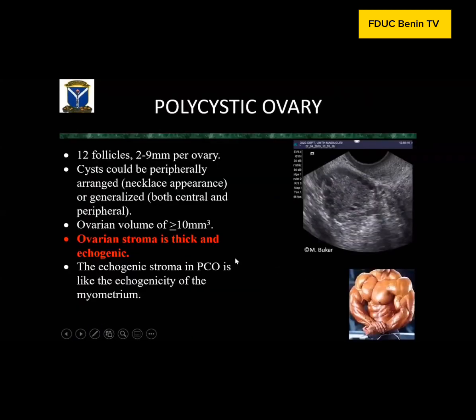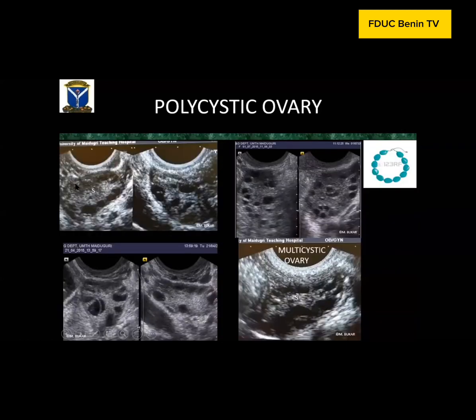For those of us who do transvaginal ultrasound scan, the Rotterdam criteria as regards 12 follicles is in contention. But what is not in contention is the thick stroma. This patient's testosterone level was 3 nanograms per deciliter. She had clitoromegaly and failed clomiphene therapy. Now, this is the same patient who has the peripheral type of PCO in one ovary and generalized in the other ovary. This is a patient who presented with oligomenorrhea, and this patient presented with infertility.